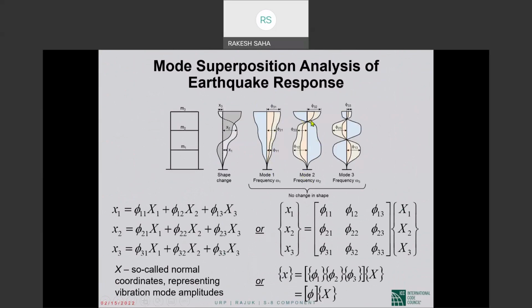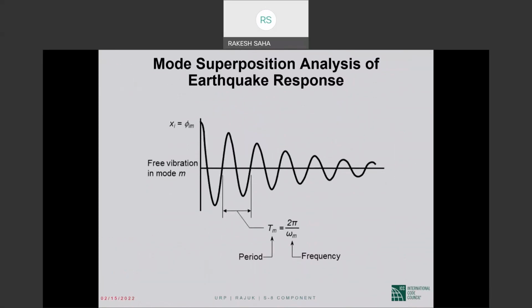In the second mode, there is one crossing of the zero axis. Okay, so at the top, the masses are moving opposite to the motion of the masses in the lower portion of the structure. Third mode has two zero crossings, and so on and so forth. If we have 100 modes, the 100th mode will have 99 zero crossings.